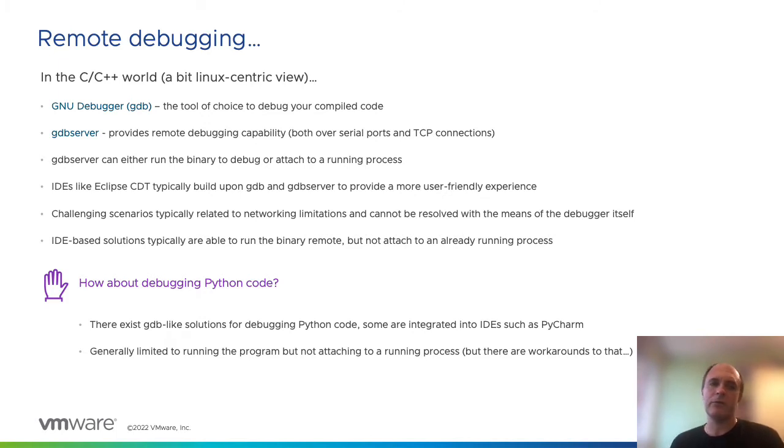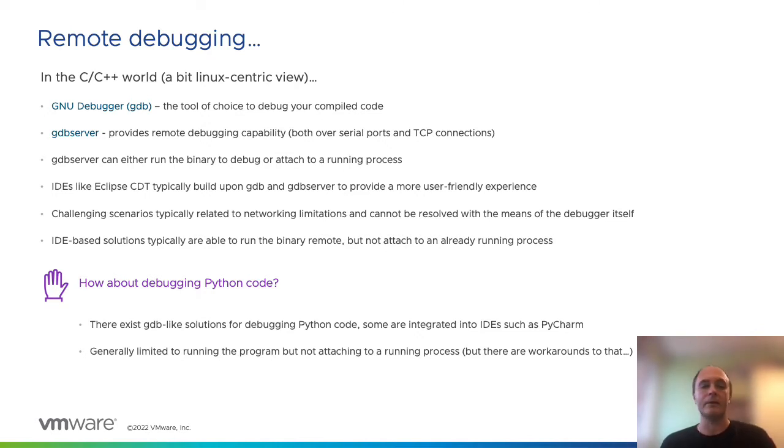The IDE-based solutions are typically able to run the binary itself. I mean, you create a debug configuration and when you start debugging, your binary is uploaded to the target where it runs, and you debug it. But in most cases, it cannot attach to an already running process on the target. That is with C binaries, but how about debugging Python code?